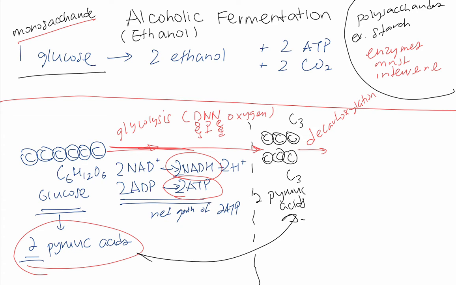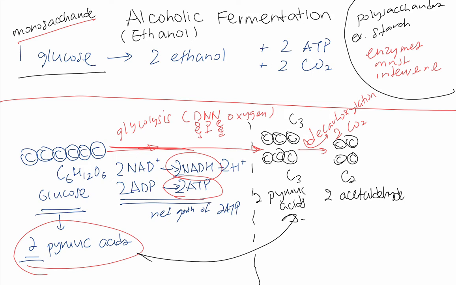And in decarboxylation, we're going to lose 2 carbon dioxide, and these two, what used to be 3-carbon molecules, are now going to be turned into 2-carbon molecules. So C2 each. And we call them acetaldehyde.